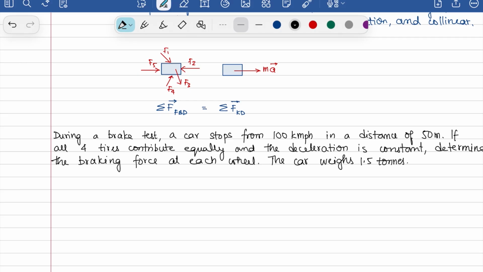This here is your question. Go ahead and try to solve this yourself. Of course, it's a great simplification in saying that all four tires contribute equally, and that the deceleration is constant. But this makes your problem solving easier.